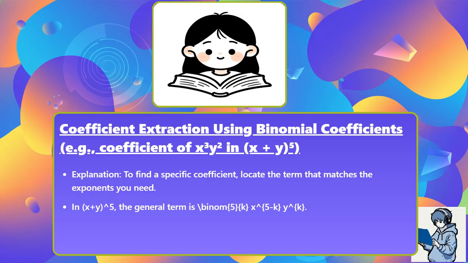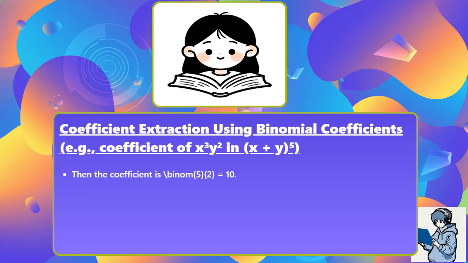In (x + y) raised to the fifth power, the general term is 5 choose k times x to the power 5 minus k times y to the k. We want the term x cubed y squared. Set 5 minus k equals 3, so k equals 2. Then the coefficient is 5 choose 2 equals 10. Thus the term is 10x cubed y squared.